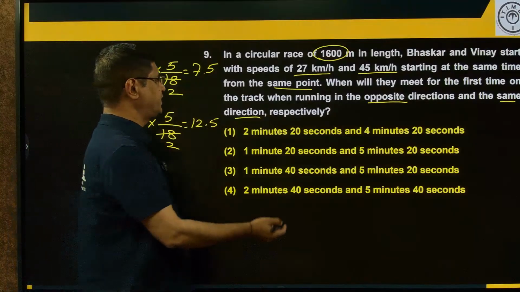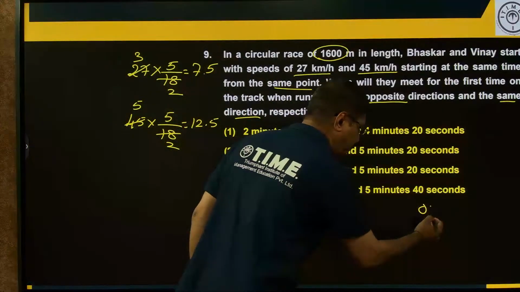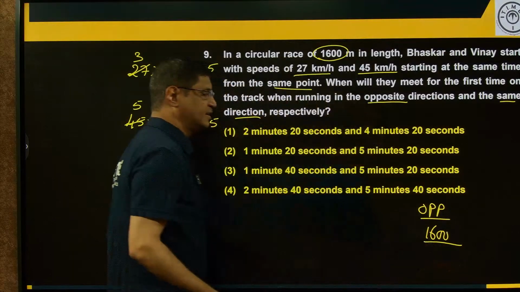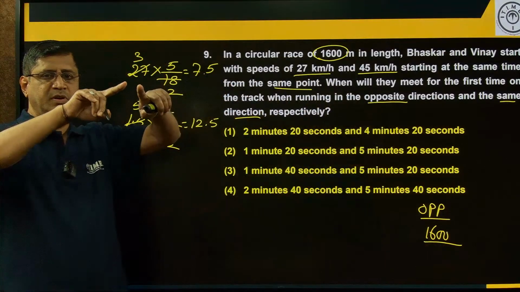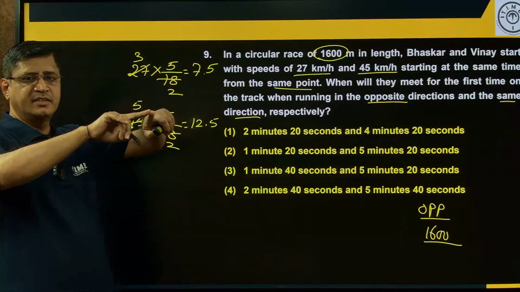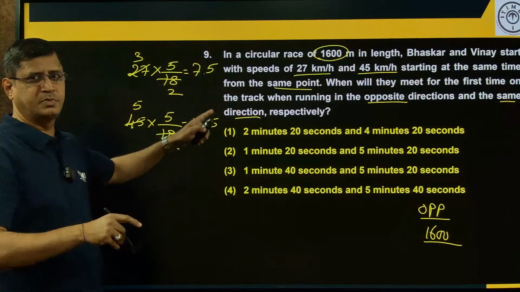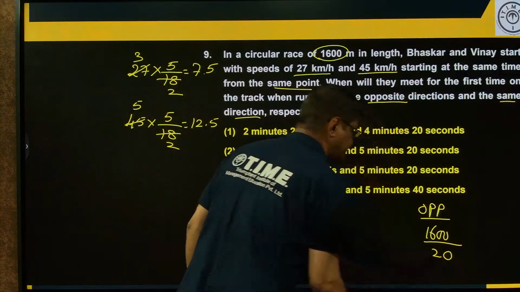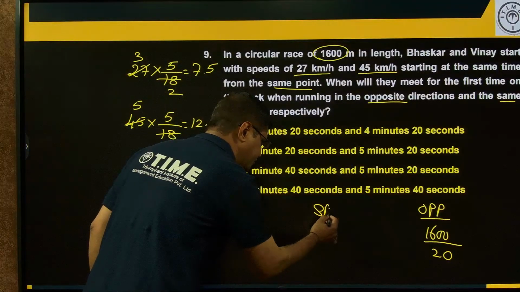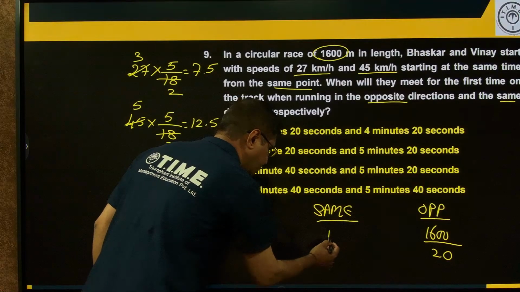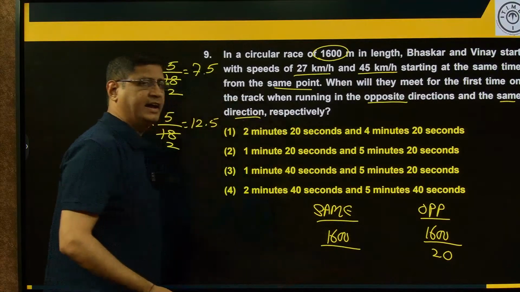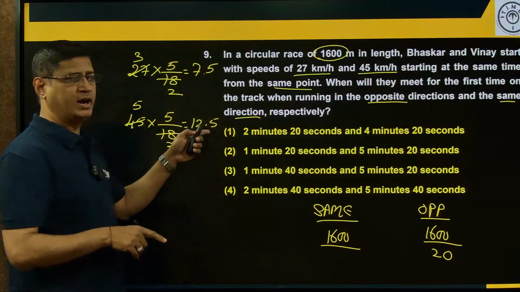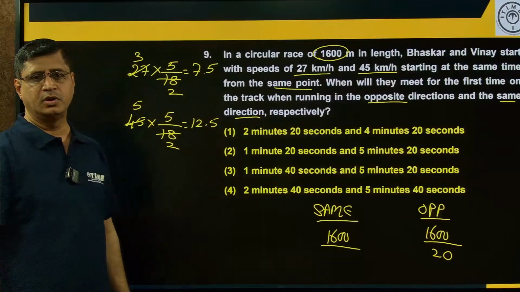Now, when will they meet for the first time in opposite direction? Opposite direction means length of the track by, now they are moving in opposite direction on a circular track, add their speeds. Now sum of the speeds: 7.5 plus 12.5, that is 20. When they are moving in the same direction, means length of the track, that is 1600 by relative speed. Same direction means 12.5 minus 7.5, that is 5.